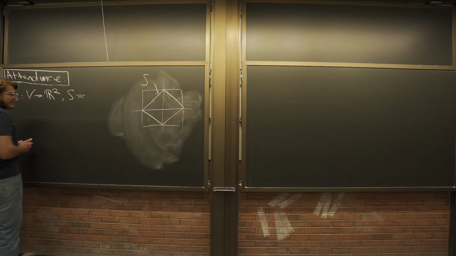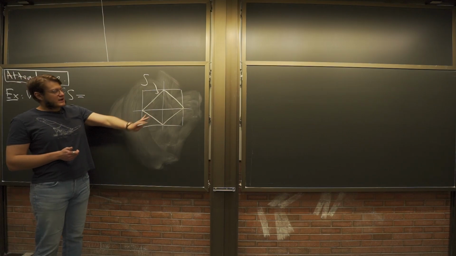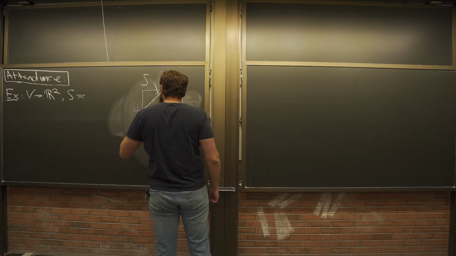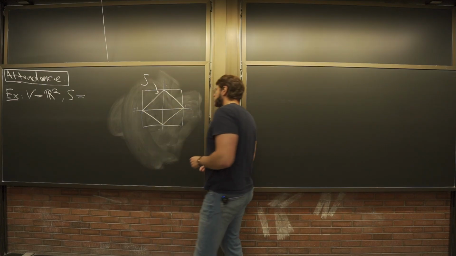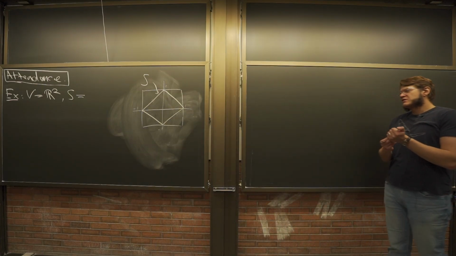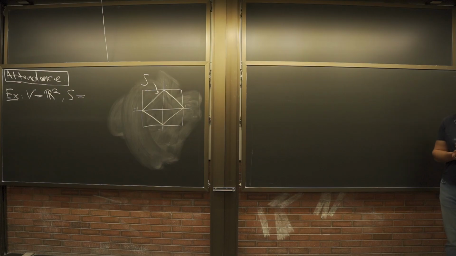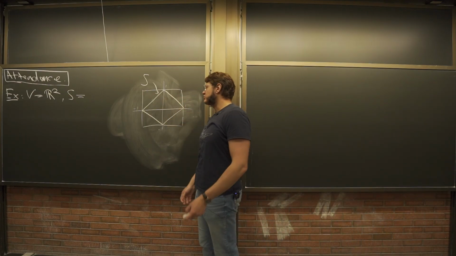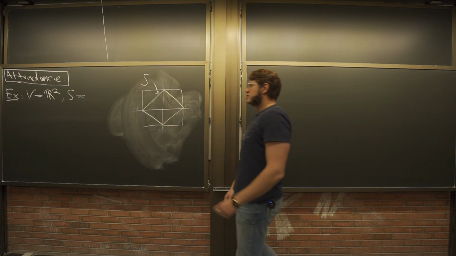And my S is going to be, well, it's going to be this diamond. OK? 1, 1, minus 1, minus 1. Well, there are multiple ways of writing this, but perhaps the fastest way of writing it, and when I say S, everything inside is included also. It's not just the boundary.